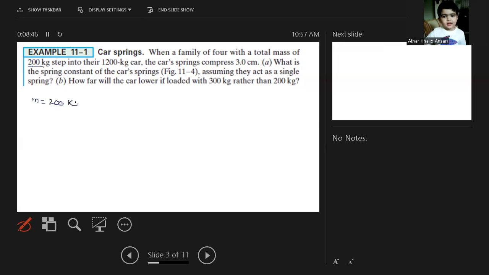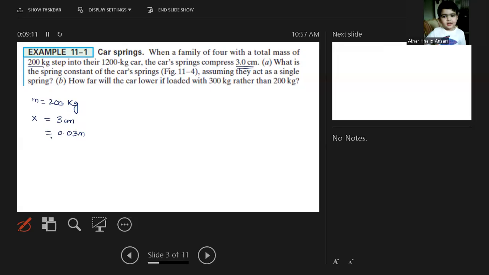That extends the spring by 3 centimeters, so x is equal to 3 centimeters. I will change it into meters by dividing by 100, so this is 0.03 meter. Now you are asked to find the spring constant.